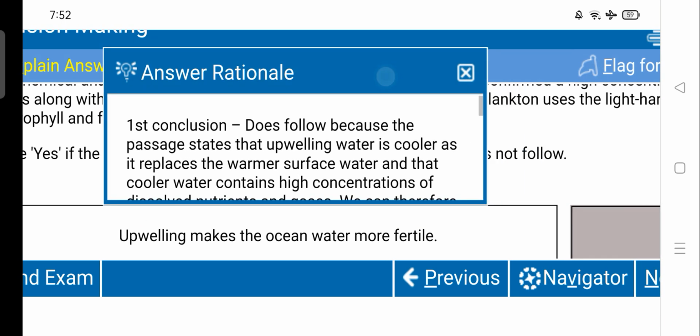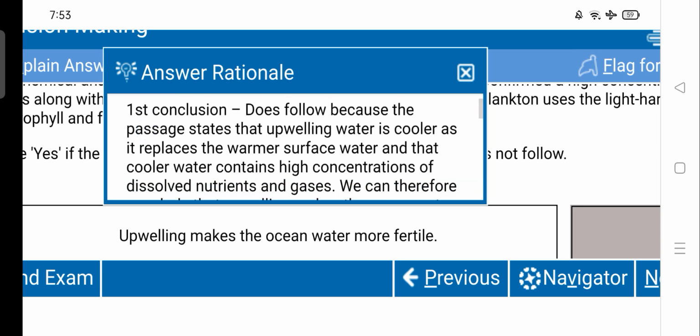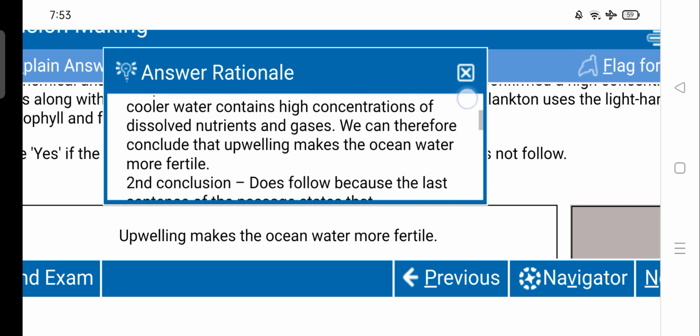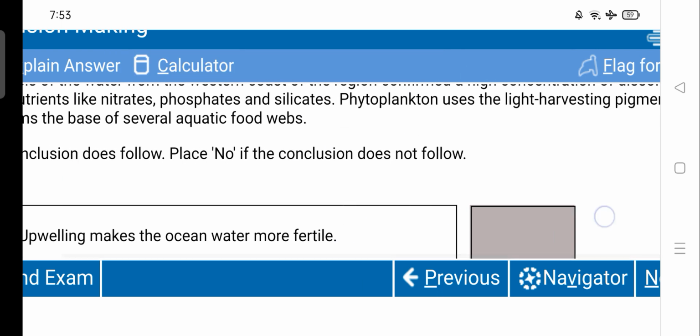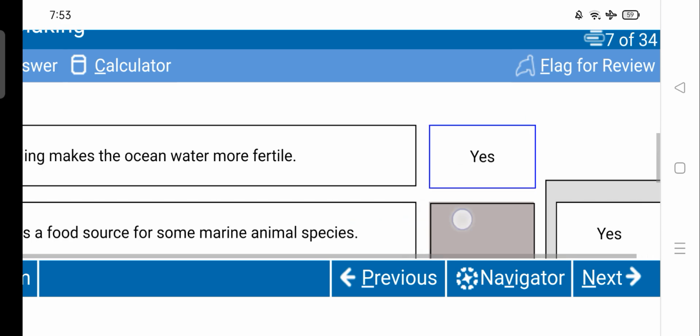So the first conclusion, which says upwelling makes the ocean water more fertile, does follow, because the passage states that upwelling water is cooler as it replaces the warmer surface water, and that cooler water contains high concentrations of dissolved nutrients and gases. We can therefore conclude that upwelling makes the ocean water more fertile. So because of this reason, the first conclusion does follow the statement, so we will drag a yes and drop it here.